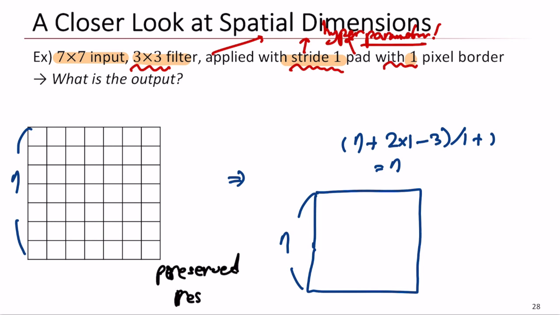Right? From 7 to 7. How? By just considering the padding. Right? Some applications require something like that. Some don't want to reduce, I mean, lose some spatial dimensionality. So that's one example. That's it.